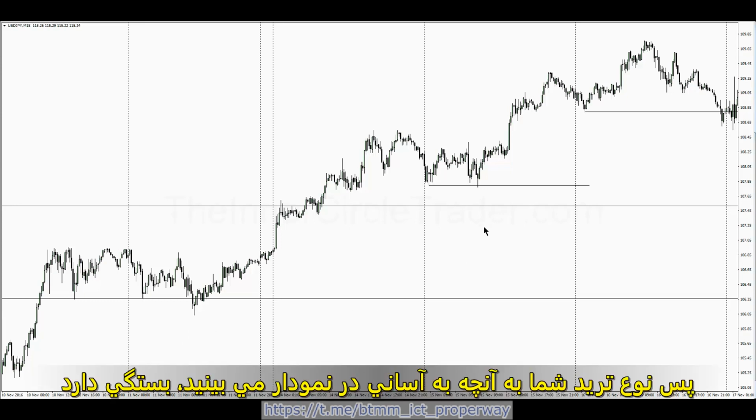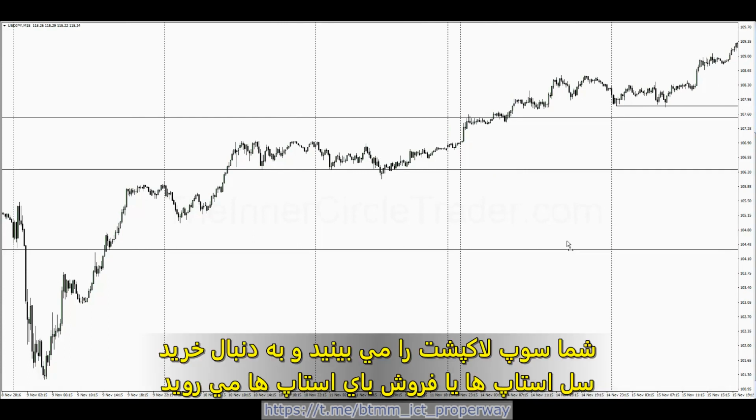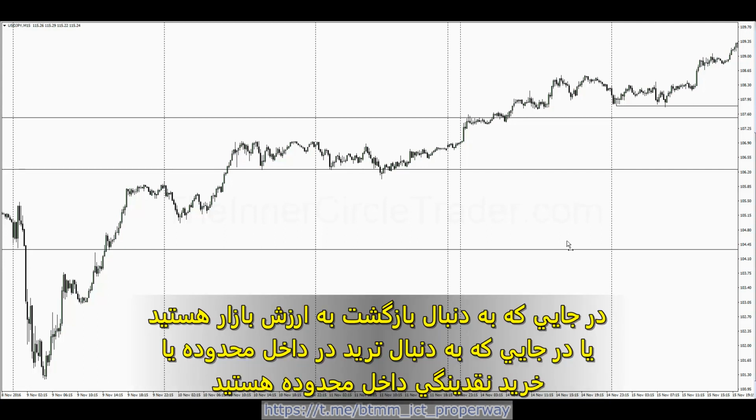So the type of trader you're going to be is going to be based on what you see easily in the charts. You're going to see either turtle soups, and you're going to be looking for buying of sell stops or selling of buy stops, or you're going to be looking for a return back to fair value where you're looking to trade inside the range or buying internal range liquidity.